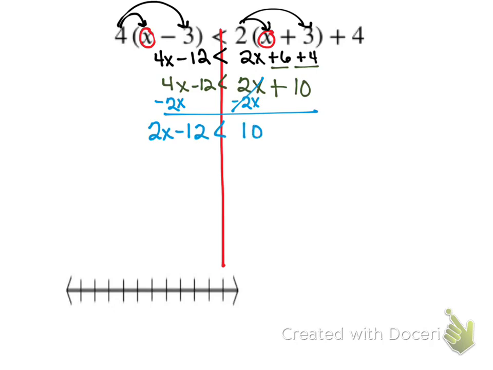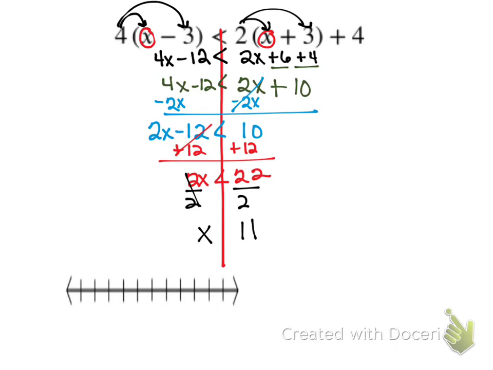So from here, we're back to a problem that we're familiar with, just a two-step inequality. So next, plus 12 on both sides. You will get 22. All right. And divide that by 2. And you should get 11. So x is less than 11.